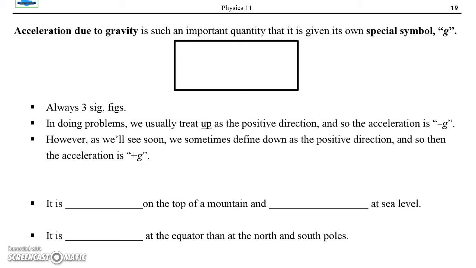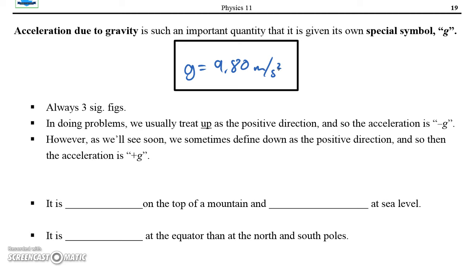g equals 9.80 meters per second squared. Now, if you remember, I might have said 9.80 last year in grade 10. This is why, because it has 3 sig figs. So it's all about foreshadowing year by year by year. So 3 sig figs for gravity.